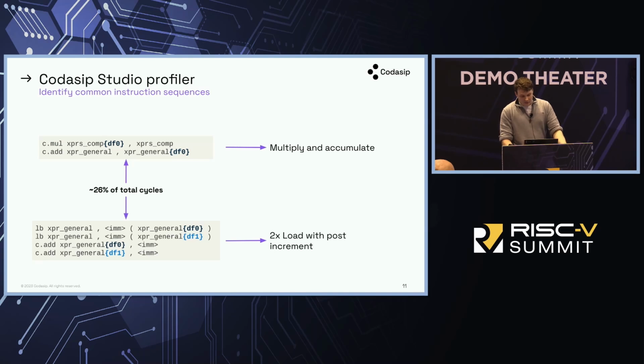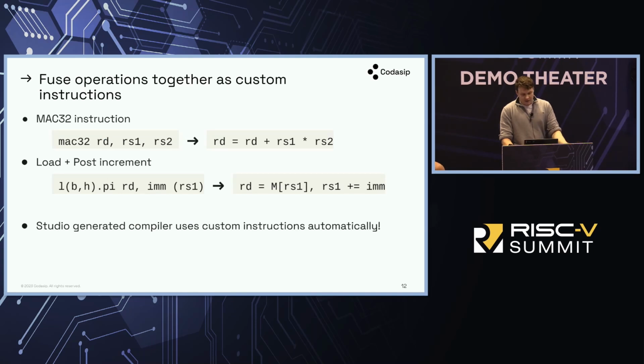Here's a couple from our AI workload. It's a multiply and an add, multiply and accumulate, and loading a byte with a post increment. The same register is being used. We know that this pattern comes up loads and loads in our program, making up about 26% of the total cycles of the execution. So it's really easy to derive from this some custom instructions that you might want to implement.